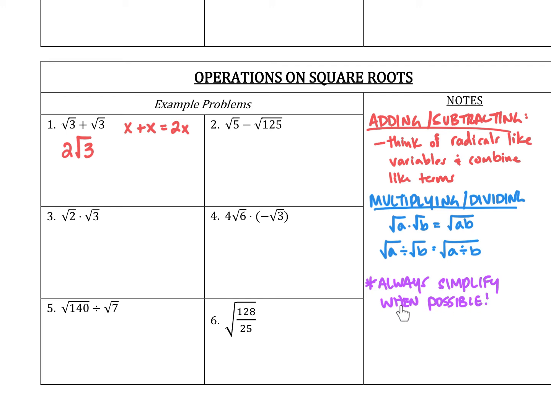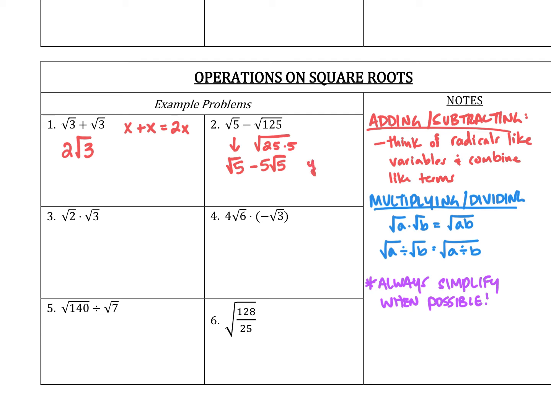But then remember it says always simplify when possible. If I look at this square root 125 and think, okay, that's the square root of 25 times 5, then that turns into 5 square root 5, right? Because the square root of 25 becomes this 5, and then the square root of 5 stays underneath the square root symbol. And now if I drop down this square root 5, instead of square root 125, it's now minus 5 root 5. And so now I have like terms, right?